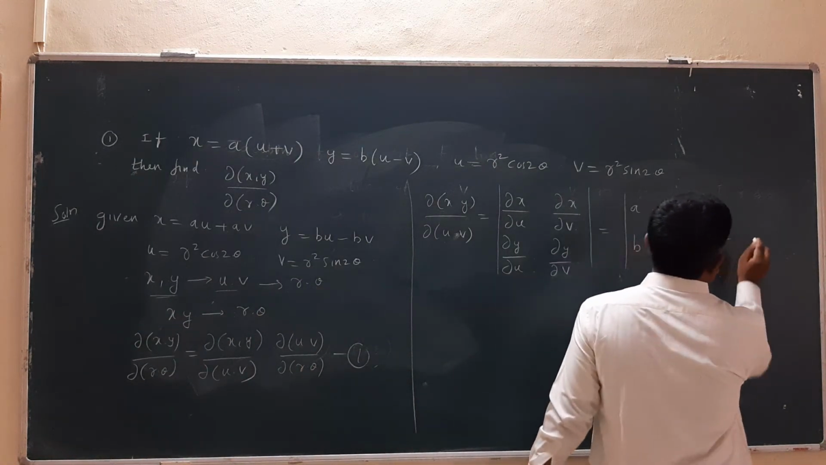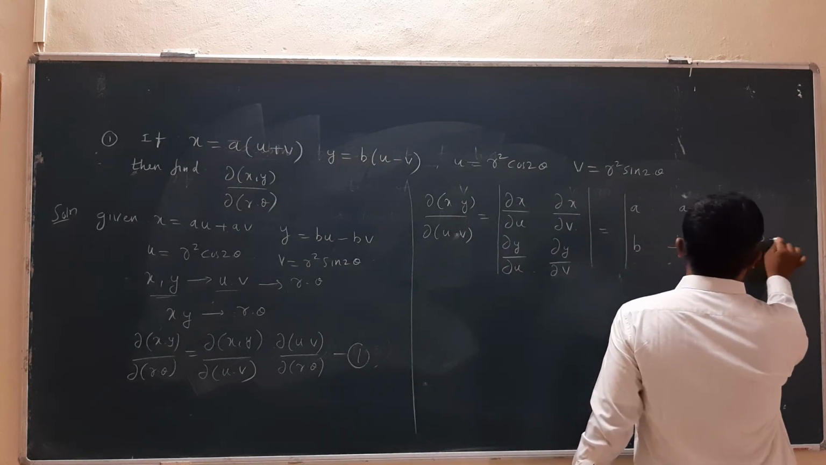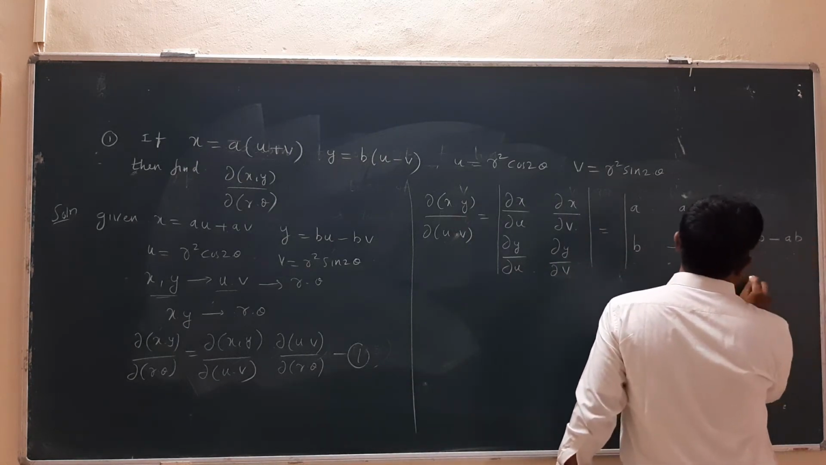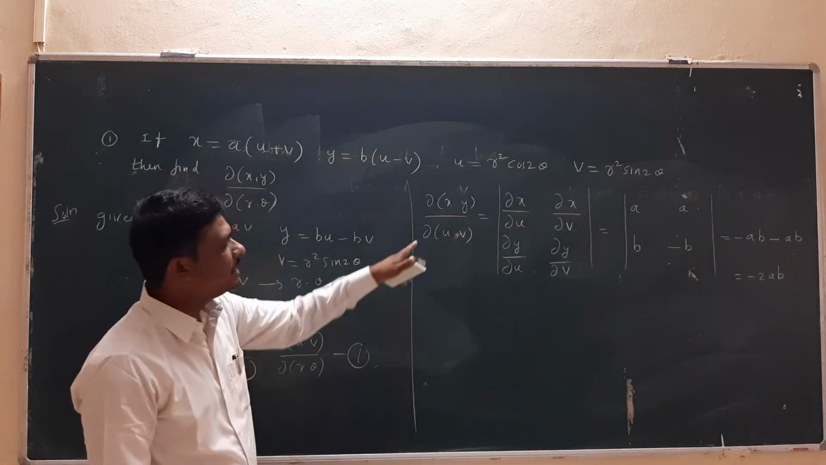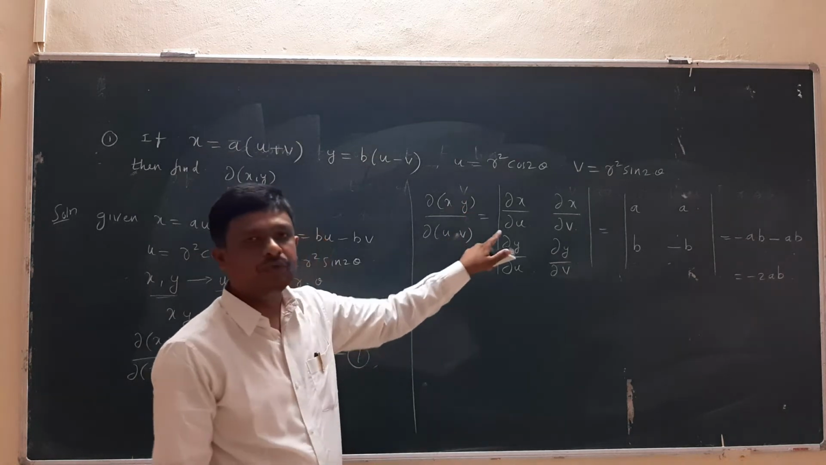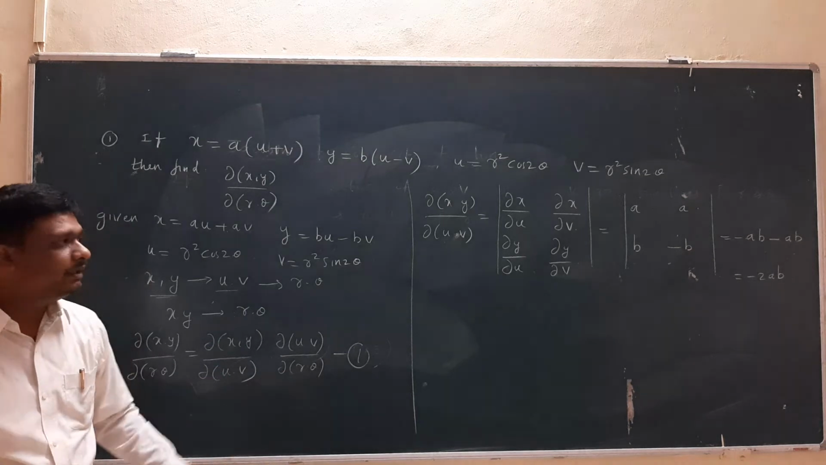So if I simplify this, a into b is ab, minus ab. This is again minus ab. So this becomes minus 2ab. So that is ∂(x,y)/∂(u,v). So next I will find ∂(u,v)/∂(r,θ).